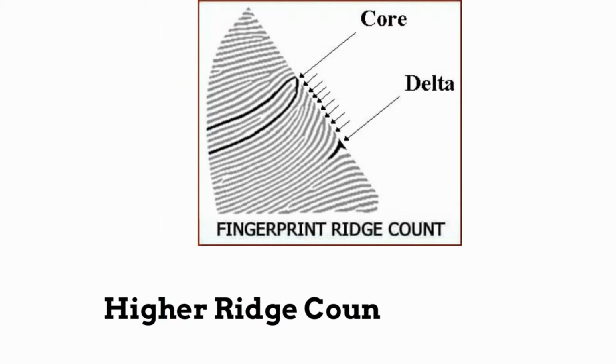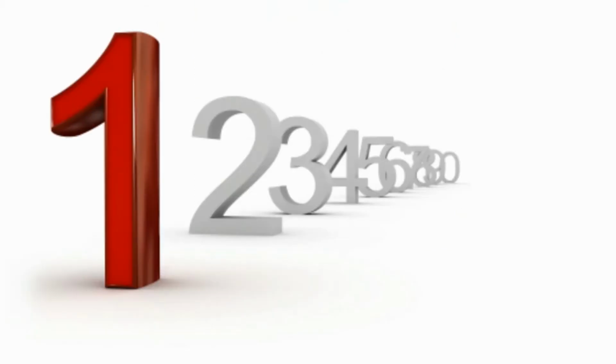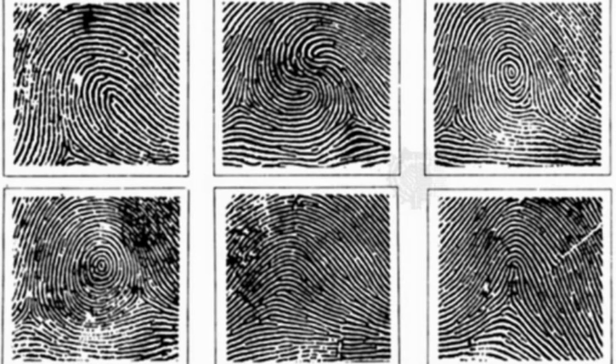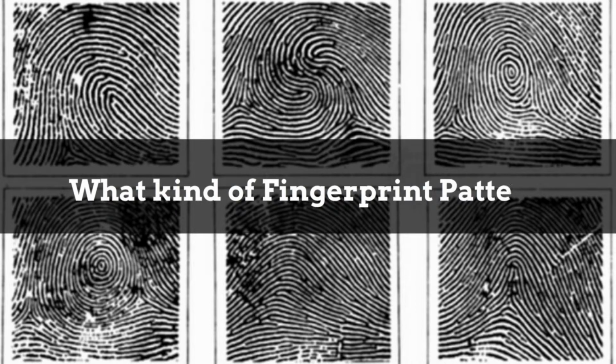The higher the ridge count, the sharper the intellect of that person, or the sharper that particular ability. After that you have the ranking, where the first rank is your most dominant strength and the 10th rank is your weakest strength compared to the other strengths. In the next column you would see a pattern, which shows what kind of fingerprint pattern you have, which also indicates certain characteristics or traits.